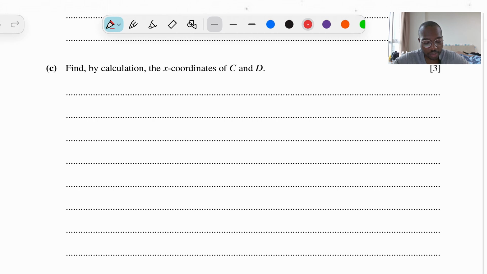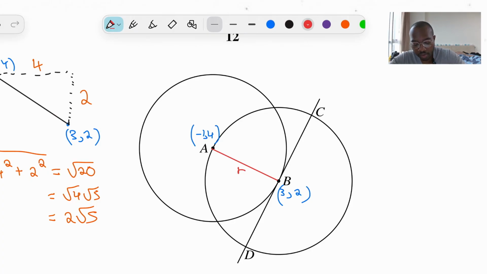So for part C, we need to find by calculation the x coordinates of C and D. All we need to do is work out the x coordinate of this point here and the x coordinate of that one. We also know the equation of the straight line; we worked that out in part A. We know that the equation of CBD is y equals 2x minus 4, and we have the equation of a circle now. So we can equate them, simultaneous equations, and that should give us our x coordinates.